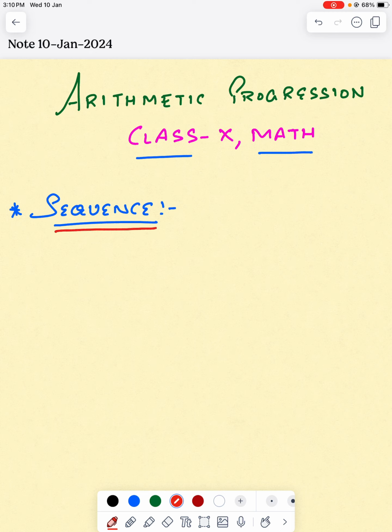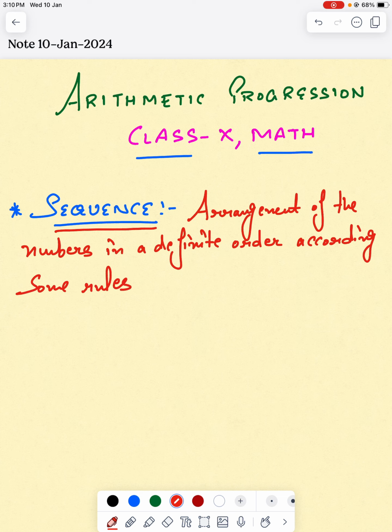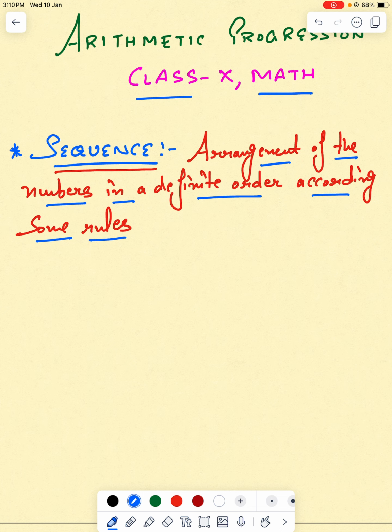What is a sequence? A sequence is an arrangement of the numbers in a definite order according to some rules, right? So what does it imply? It is the arrangement of the numbers in a definite order according to some rules. So I'm taking one example for better understanding.